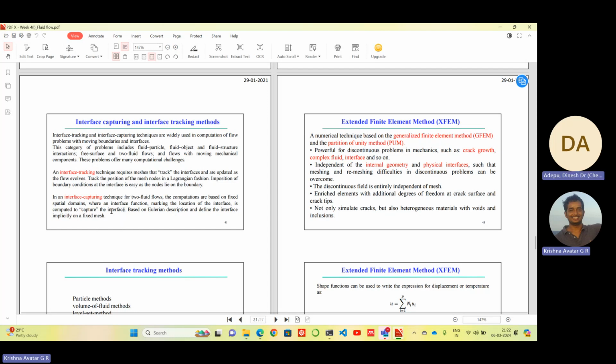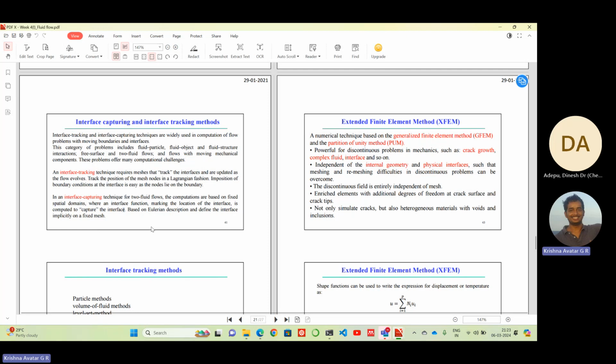And there is another approach, the interface capturing technique. In this case, the computations are based on fixed spatial domains, where an interface function marking the location of the interface is computed to capture the interface. So it's like we just capture it. It will be 0, 1, probably. And it uses an Eulerian description, so there is no mesh deformation. So if there are two fluid flows, we just need some identifier for which fluid is where.